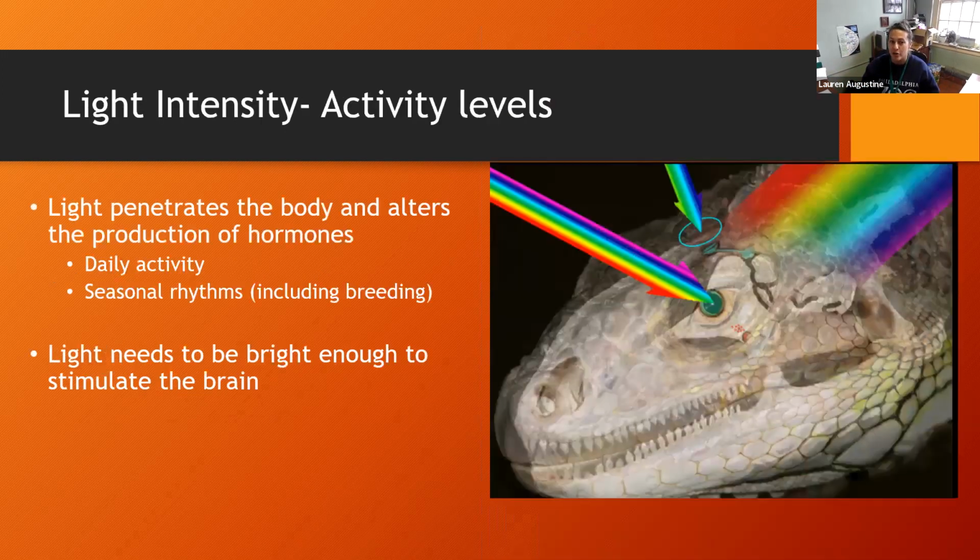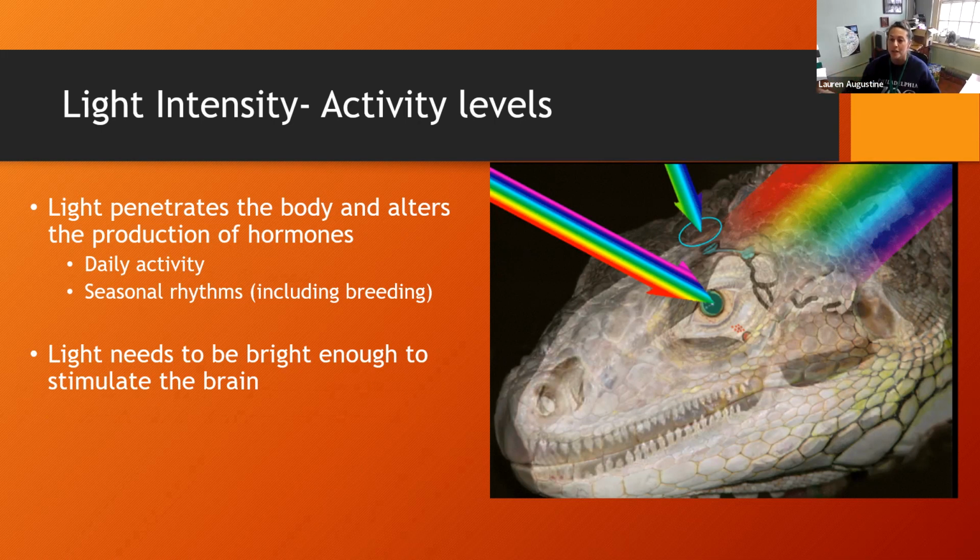All right, and the last category is light intensity or activity levels. And so this is really important because this obviously dictates how these animals behave in a day or in a year, which is critical for reptiles, particularly for their breeding cycles, especially for temperate species up here, like where we live, where there's a brumation cycle and seasons and daylight is shortened. That's a really big indicator for these animals.